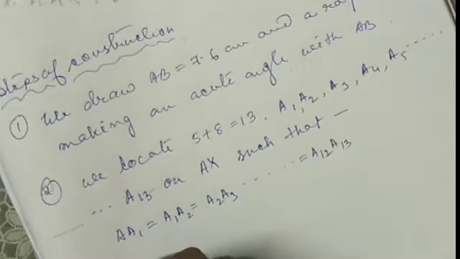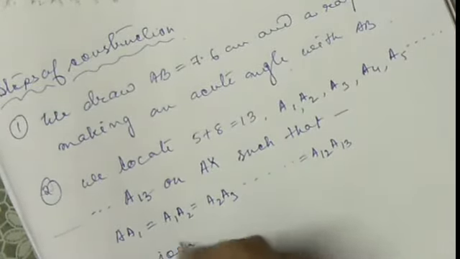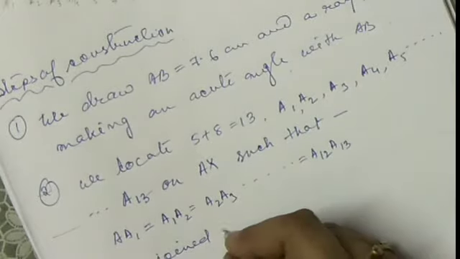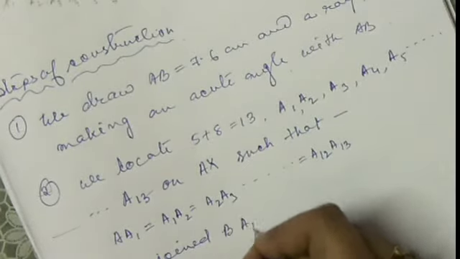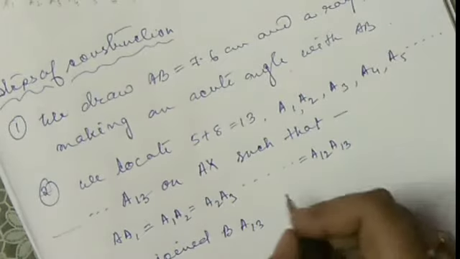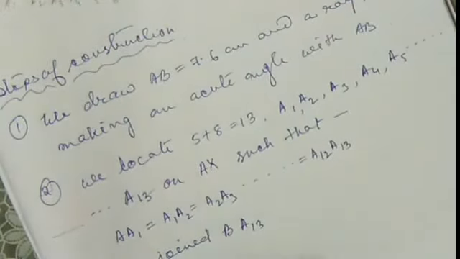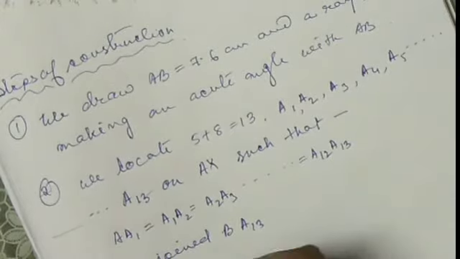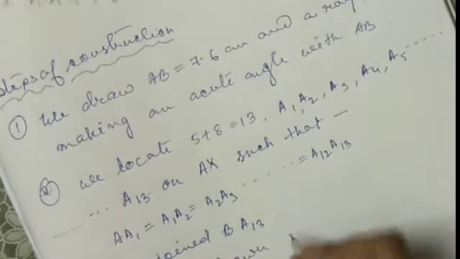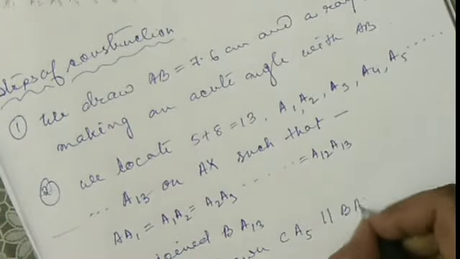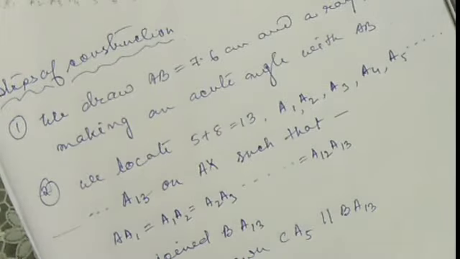We join BA13. The last line segment is done. Number 4, what we have done? We have drawn CA5 parallel to BA13.